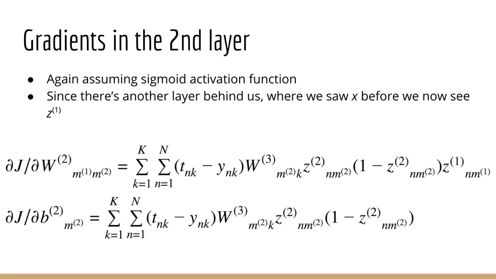The next step, of course, is to plug in the expression for each individual derivative. And remember, we've done this already. We're just replacing the old symbols with the new symbols. As a side note, we're again assuming that we're using the sigmoid activation function. The main difference between the 3-layer neural network and the 2-layer neural network is that the last term where we previously saw X, we now see Z1.